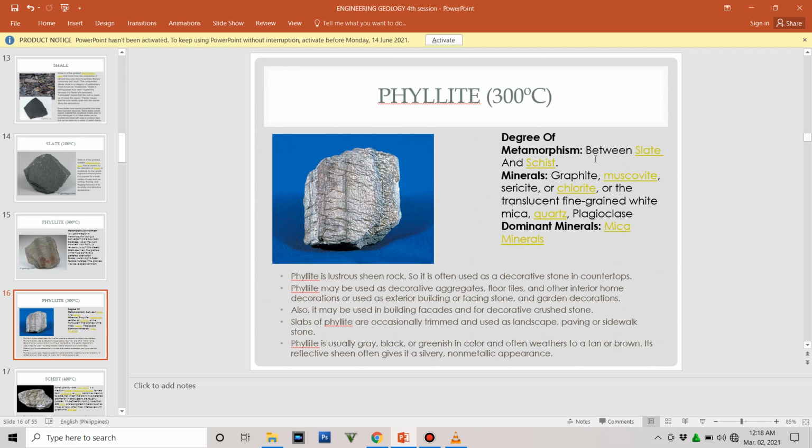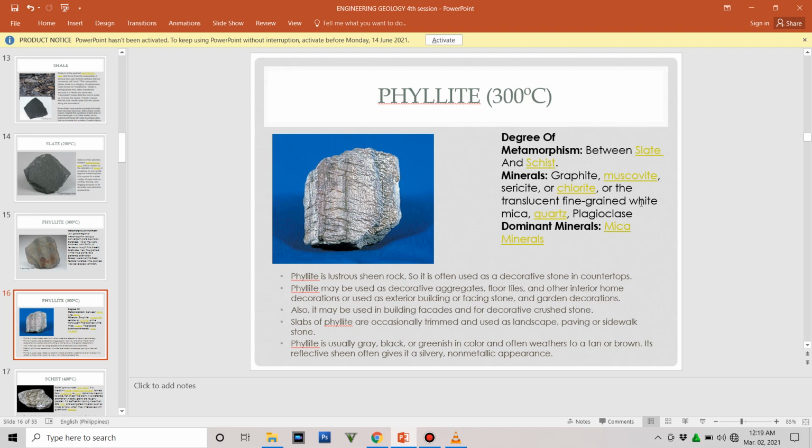And interestingly, the color is usually gray, black, or greenish, and often weathers to a tan or brown. So when we say weather, it is subjected to decay because of the presence of water and oxygen. Okay? So meron din tayong tinatawag na rusting. So later on, we will go into details on the weathering of rocks. So for the meantime, let us have the picture of several rocks. Okay?